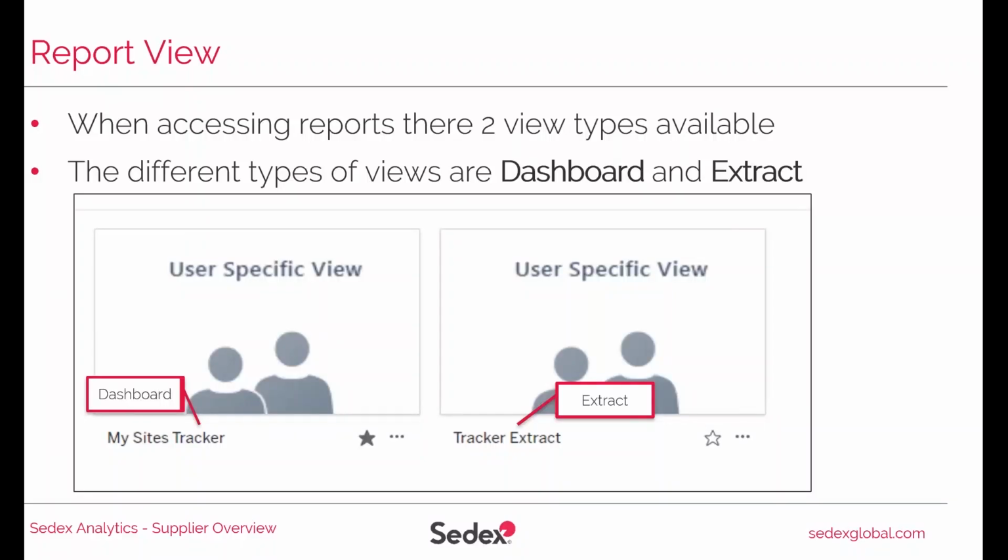As mentioned, all reports have two view types available, and these view types are known as dashboard and extract. When you go into the actual folder, it doesn't say dashboard, it would just say the title of the report. For example, My Sites Tracker, that's what it says, and that means it's a dashboard. Again, you can click onto it to see whether it is the dashboard or not. If it's an extract, then it would actually say extract in the title. Like this one, it says tracker extract, which is basically the extract from this dashboard.